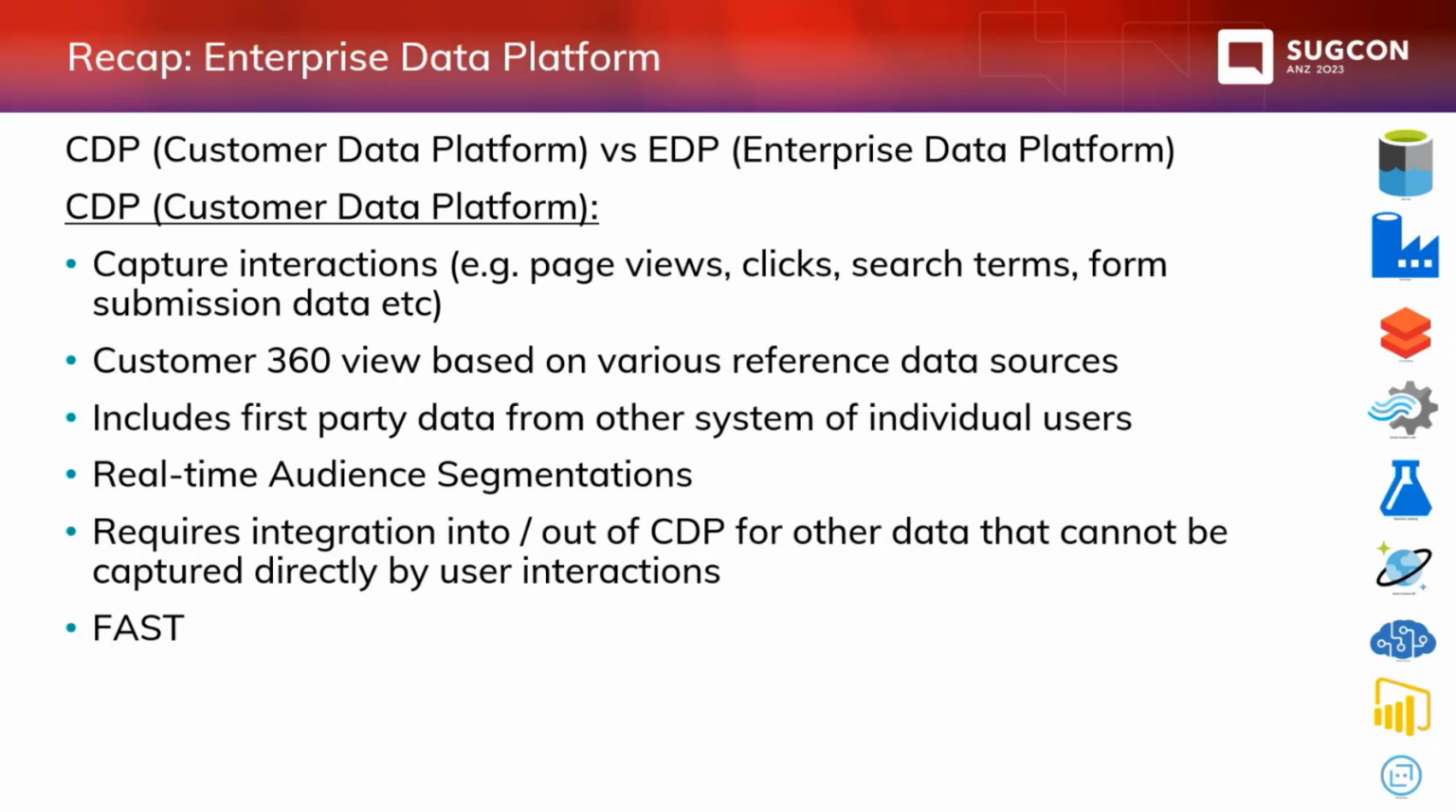So, just like Sitecore CDP, there's a way for you to ingest data, for example, from an ERP or a CRM system, straight into the CDP. It also includes various first-party data from other systems of various individual users as well. It can provide real-time audience segmentations. It does require integration into and out of CDP for other data that cannot be captured during the user interactions online. So if you have any offline interactions that you want to capture and use as a decision-making point in your CDP, you do need to complete the integration with the CDP. And the best thing of all for CDP, it is actually very fast.